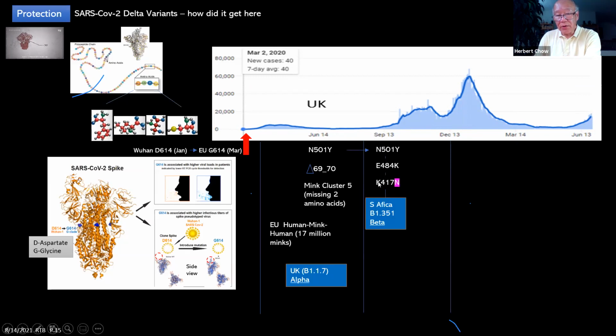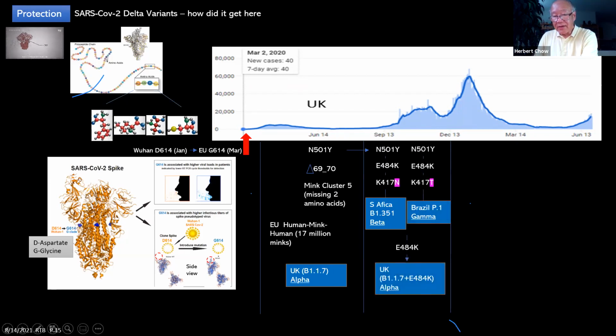And then, every time I make these gestures, this is position 501, changing from an N to a Y. So they're all changes, just substituting one amino acid with another. And then that becomes the beta, which originated in South Africa, and then gamma in Brazil. A combination of that becomes new forms of alpha in the UK. And when the UK thought they were okay, the alpha plus started coming and causing problems.